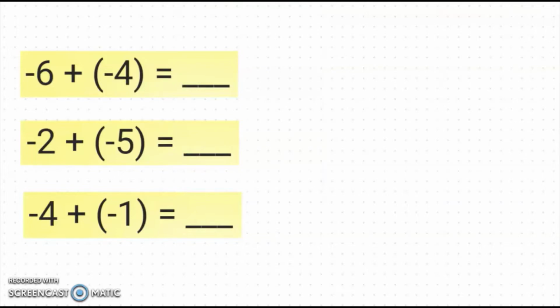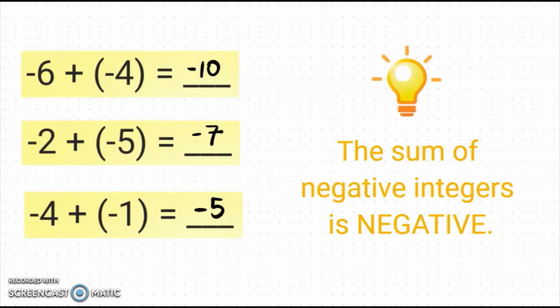So again, negative 6 plus negative 4 is negative 10. Negative 2 plus negative 5 is negative 7. Negative 4 plus negative 1 is negative 5. So look closely. How do we add two negative numbers or two negative integers? That's right. The sum of negative integers is also negative.